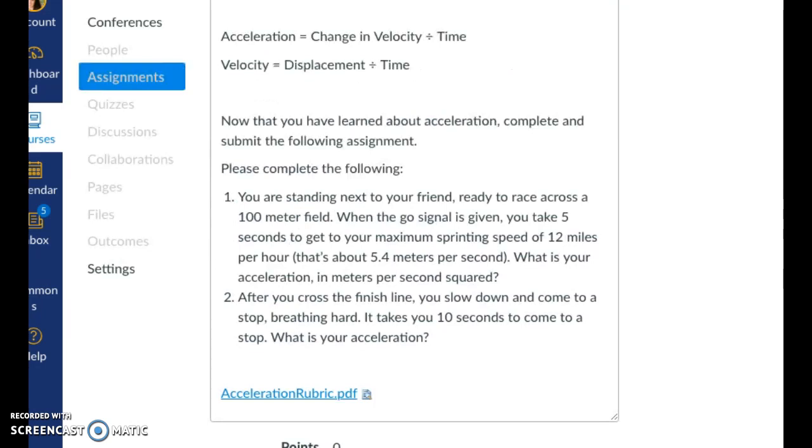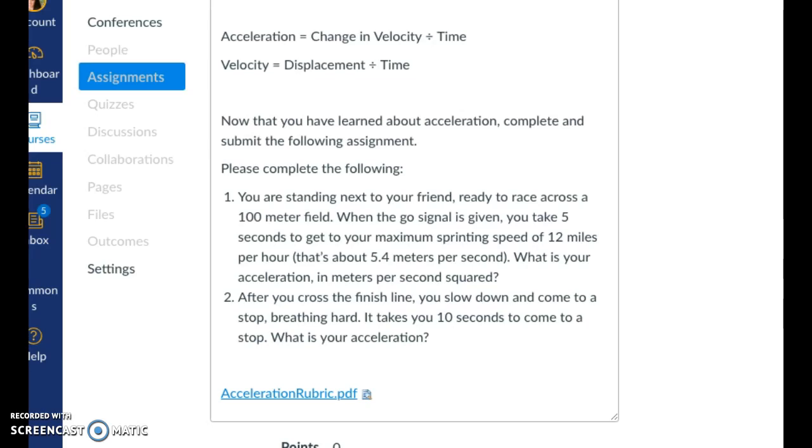Let's talk about acceleration. What I've got pulled up is basically the acceleration assignment that you'll find in the lesson. I've just got it pulled over on a different page. It's in the teacher view, so it looks a little bit different from what you guys might see. But we're talking about acceleration.